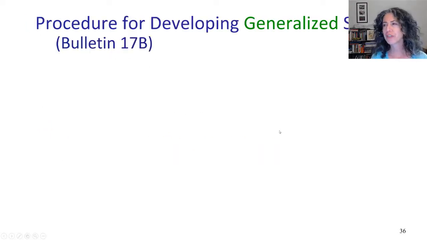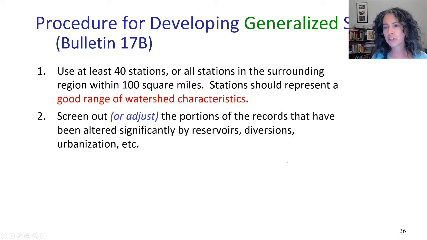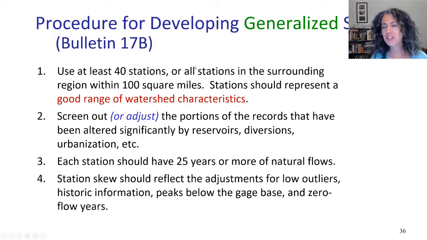So a procedure for developing generalized skews. In Bulletin 17B, regional skews were actually called generalized skews. Now we almost always say regional skews. Okay, the procedure suggested using at least 40 stations or all stations within 100 square miles, but making sure to span a good range of watershed characteristics. They suggested screening out portions of records that are regulated.